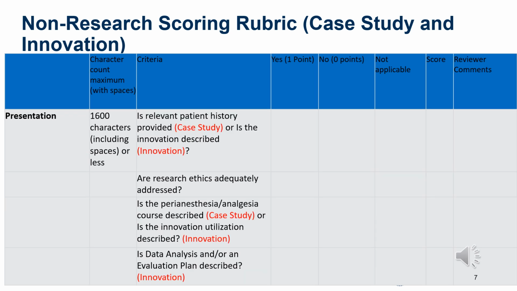The next section of the scoring rubric is the presentation. And here you can see there is a character count limit of 1,600 characters. Again, that includes spaces.